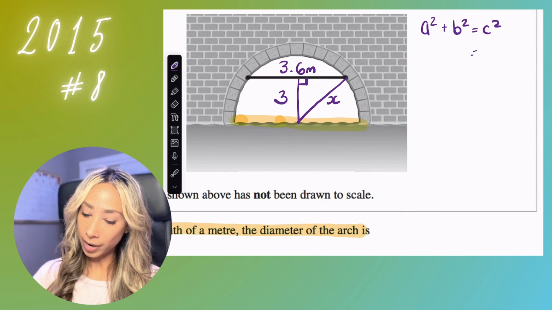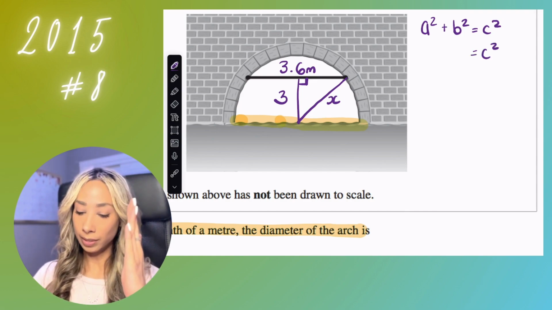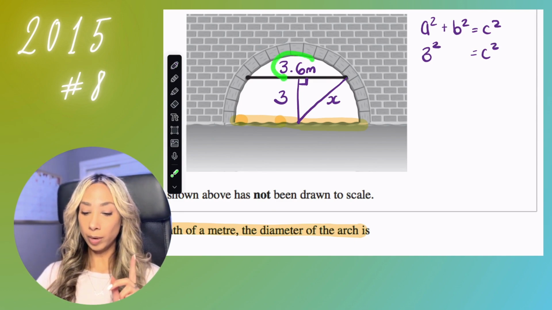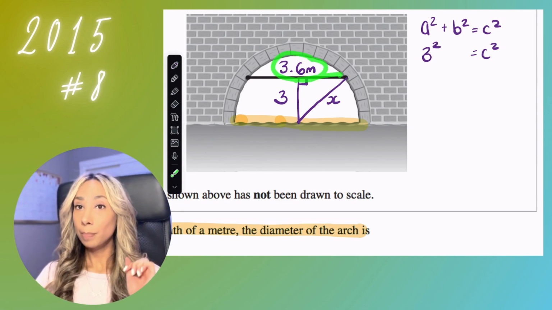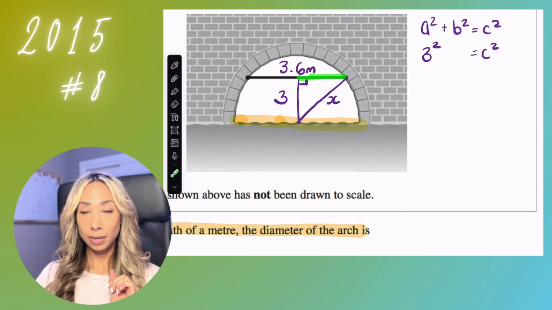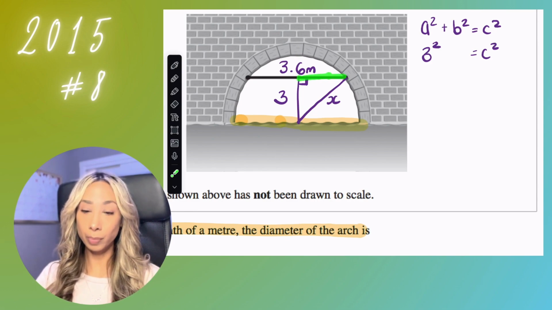And in this case, we're trying to figure out c squared. So we have a squared. I'm just going to say a squared is that vertical line of 3. However, we may be tempted to write 3.6 for the whole portion here. But remember, we're cutting this in half. It's a perpendicular bisector. So that means we have to go half of 3.6.